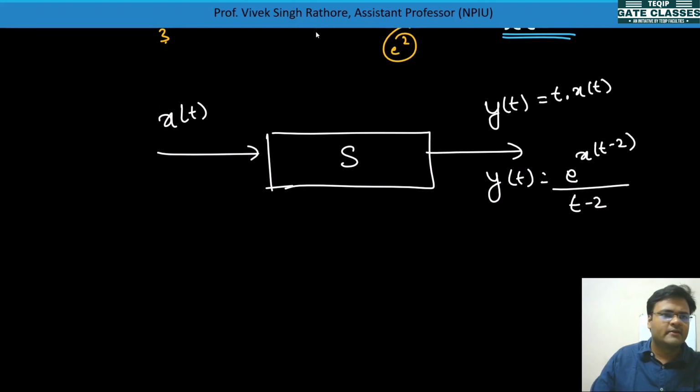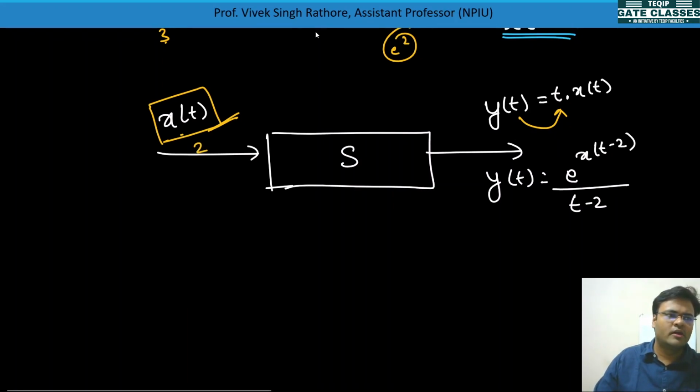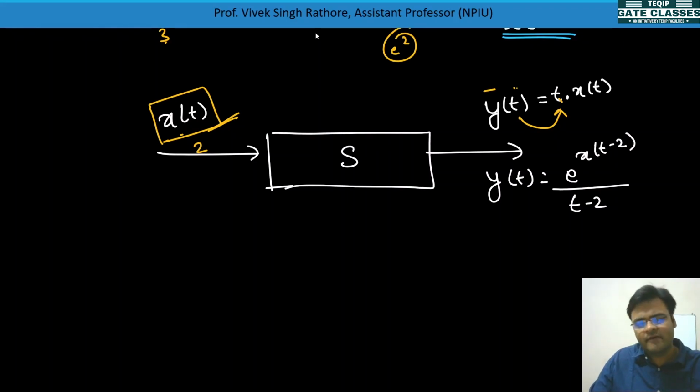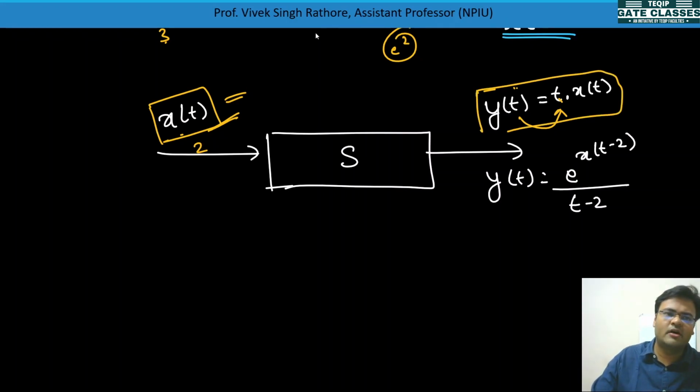Now let's check. If x(t) is bounded, but y(t) is dependent upon t also, so t may be something. Let's suppose this value is 2 and the t value is something infinite. If it is infinite but x(t) is bounded, then ultimately y(t) will be infinite only. So for a bounded input, you may get an unbounded output. So this type of system will be an unstable system.